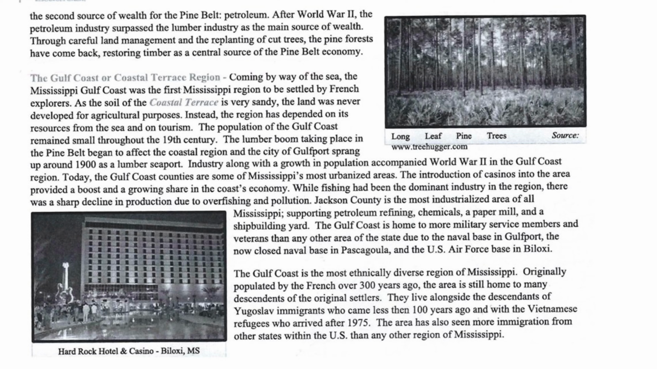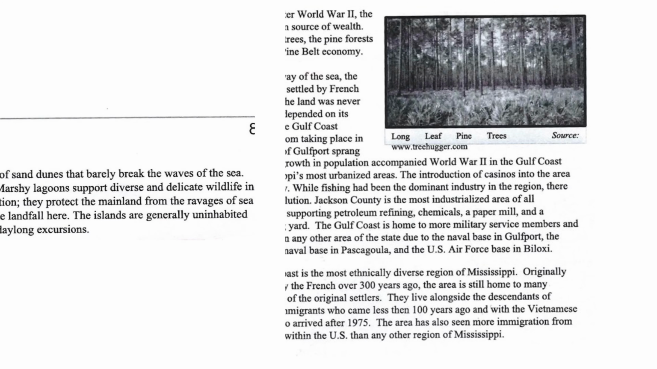The Gulf Coast is the most ethnically diverse region of Mississippi. Originally populated by the French over 300 years ago, the area is still home to many descendants of the original settlers. They live alongside the descendants of Yugoslav immigrants who came less than 100 years ago, and with the Vietnamese refugees who arrived after 1975. The area has also seen more immigration from other states within the U.S. than any other region of Mississippi.